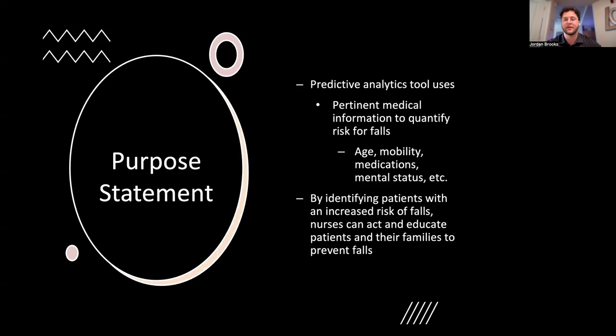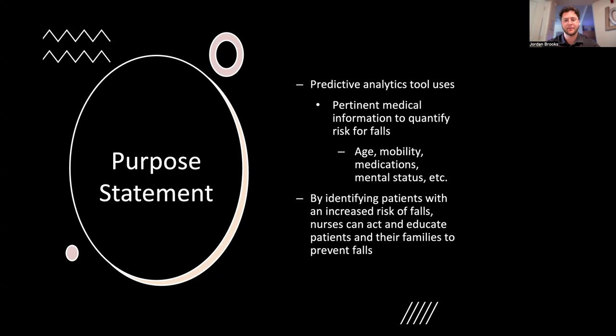Using a predictive analytics tool, we'll upload pertinent medical information to quantify the risks for falls. This data would include age, mobility, medications, mental status, and some other things as well. From there, we can get a number depicting how high of a risk this patient is.